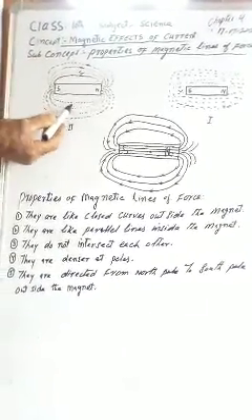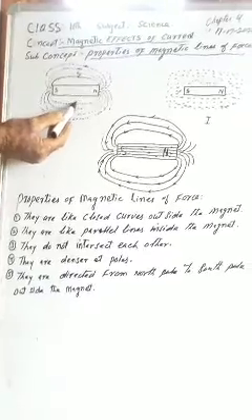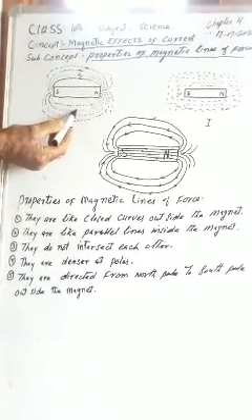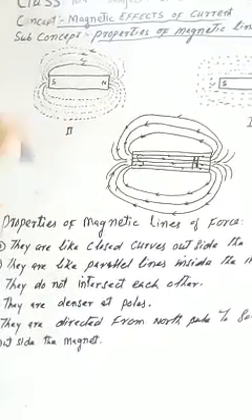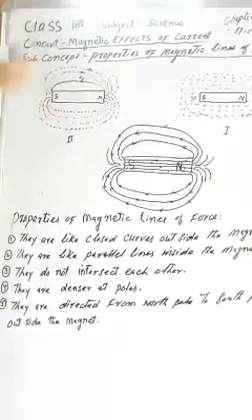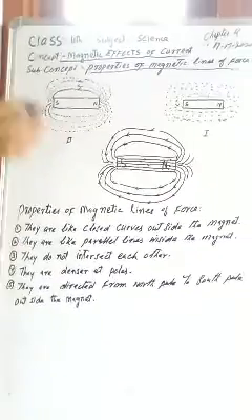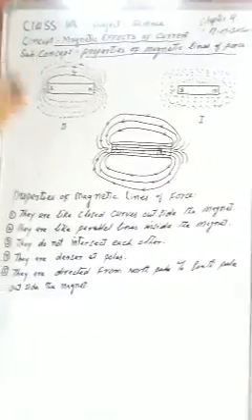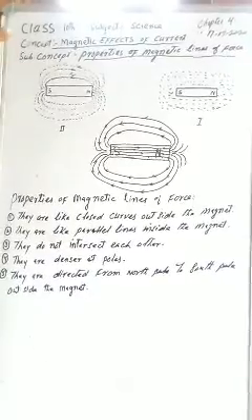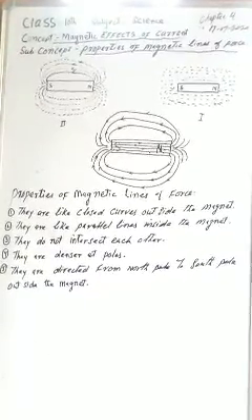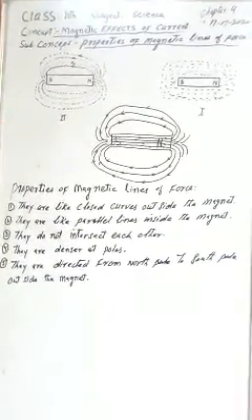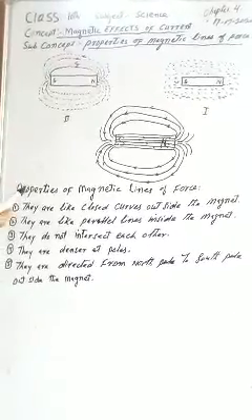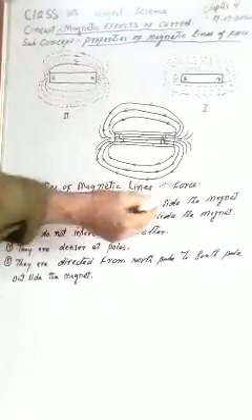We will see here. This line is away from this line. No line intersects here. So one more property of the magnetic lines of force is clear, that magnetic lines of force do not intersect each other. I think we have achieved our goal. Let's have a review. Properties of magnetic lines of force.